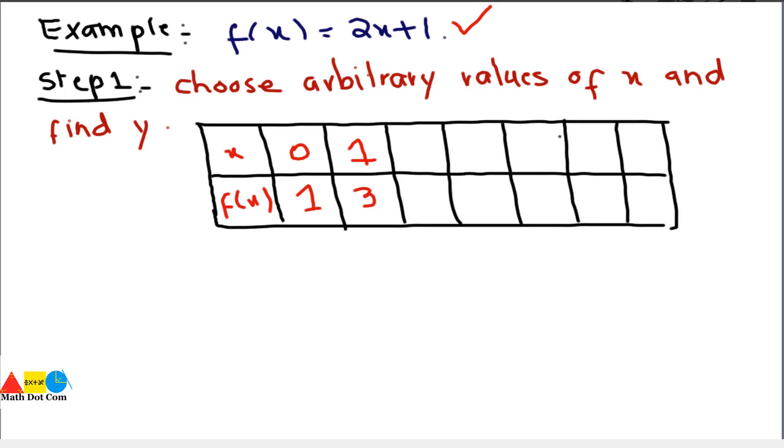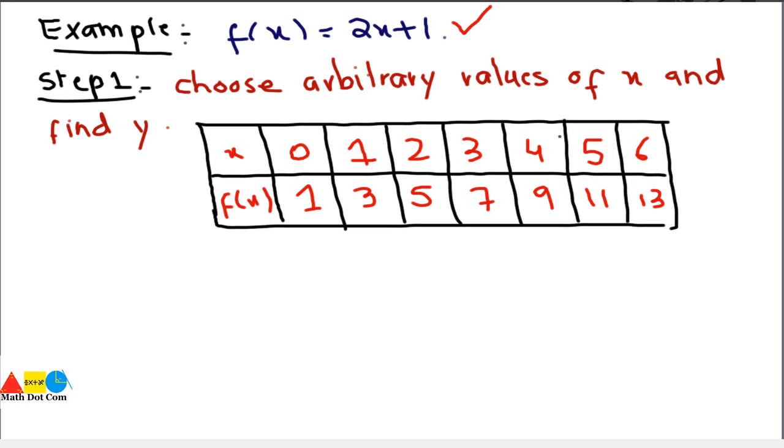If we have 1, what will be f of x? f of x will be 3. If we have 2, it will be 5. If we have 3, it will be 7. If 4, it will be 9. If 5, it will be 11. And if 6, it will be 13. So these are the values of x and y so that we can easily plot its graph.